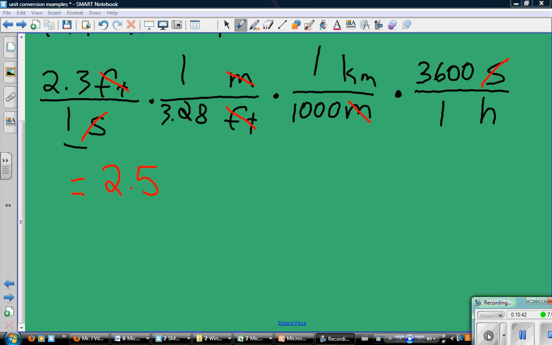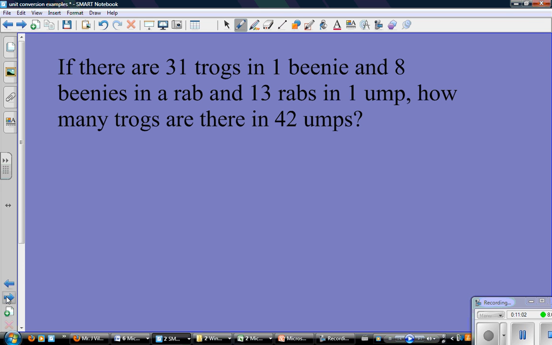So 2.5, my units are kilometers per hour. Or you can rewrite it as 2.5 kilometers per hour. All right? So that's the examples that we're going to do in class right now. There are a couple of others in here. This is just a silly one I made up. If you want to attempt that, you can go back and look at the video and work that one out.